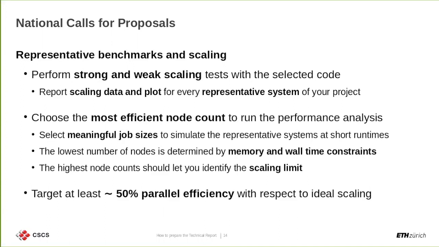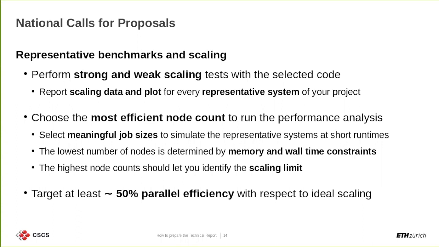Next section is representative benchmarks and scaling. So this is done by performing a strong and weak scaling test with the code that you have selected and the specific representative system of your project. Now, if you cannot do both strong and weak scaling, you should still justify why only one of them is applied. And then we ask you to report the scaling data in a table and a scaling plot for each of the representative systems that you intend to study in your project.